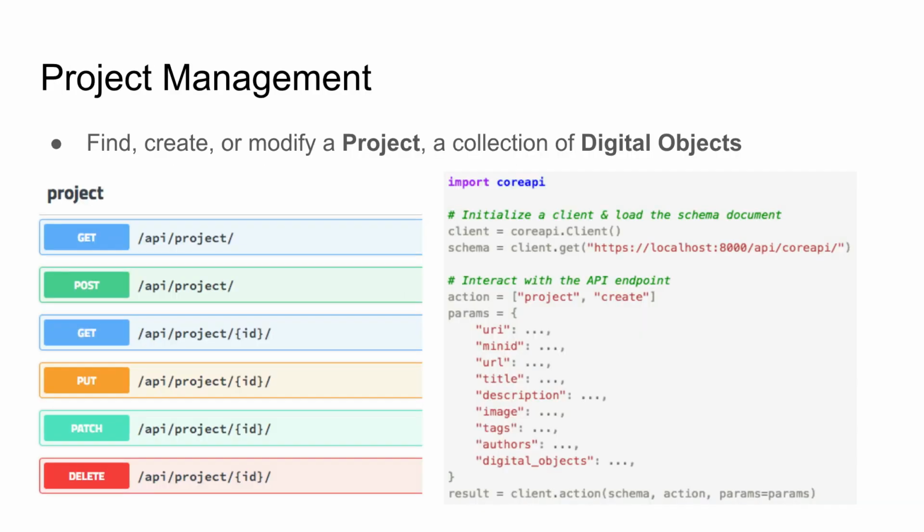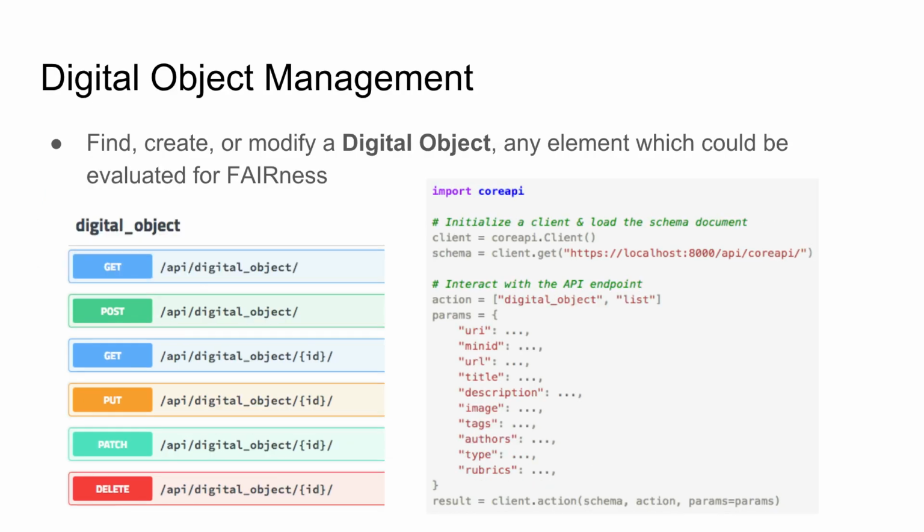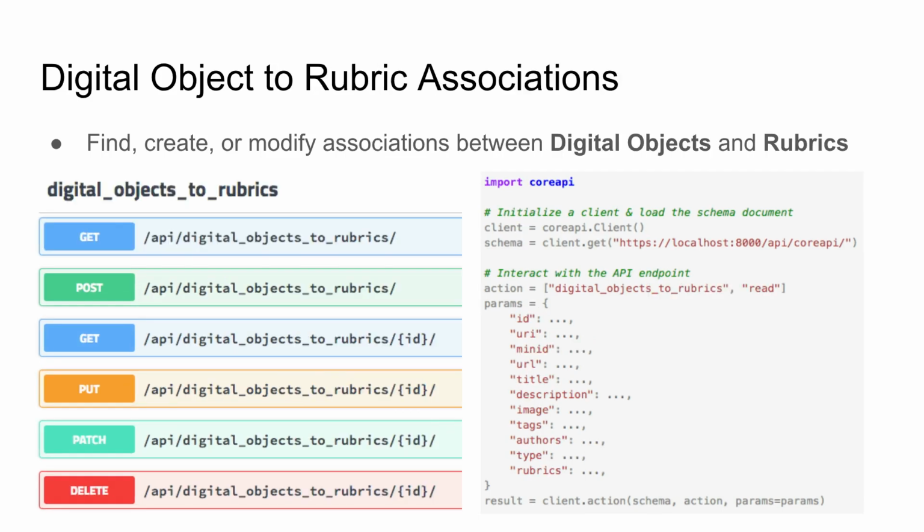Projects in FAIRshake are collections of digital objects. The Project Management API enables you to create, find, or modify projects. Digital objects are any element which can be evaluated for their fairness. The Digital Object Management API enables users to find, associate with rubrics and projects, and modify descriptions of any given digital object. Digital objects have rubric associations.